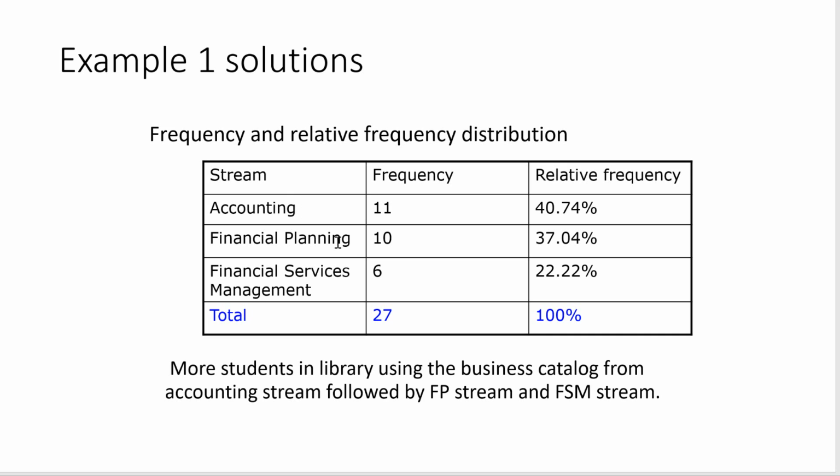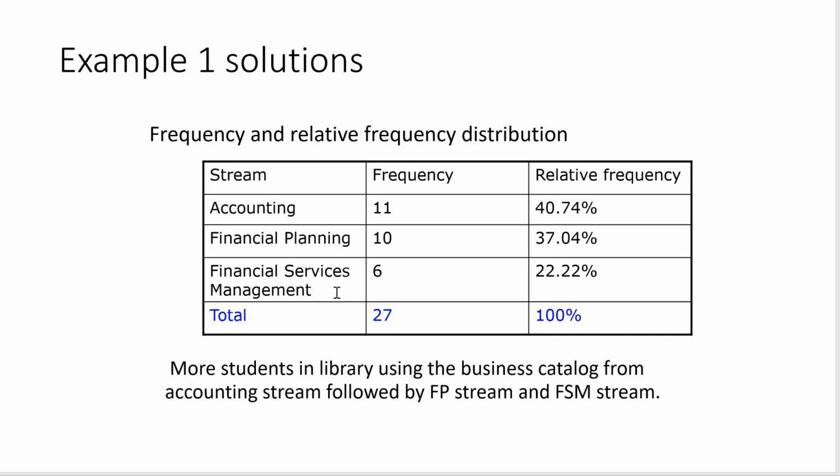Similarly, we can count how many students in financial planning we have. Overall, we have 10, and 6 students in financial services management. Overall, we have a total of 27 students. So this is the frequency distribution for this particular example.